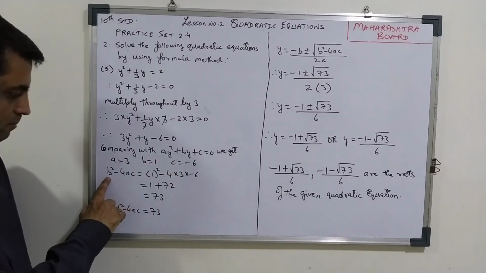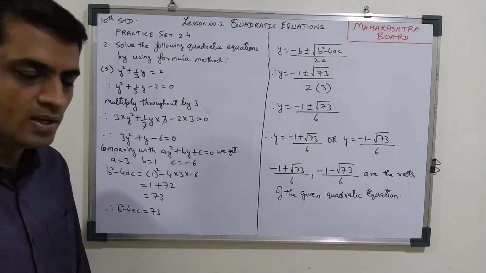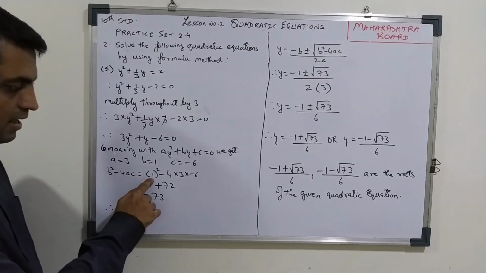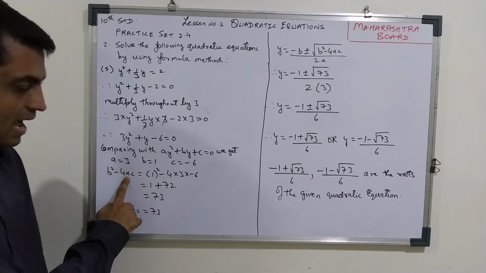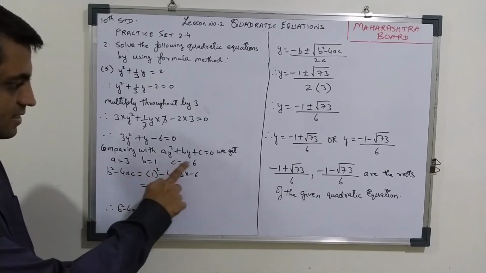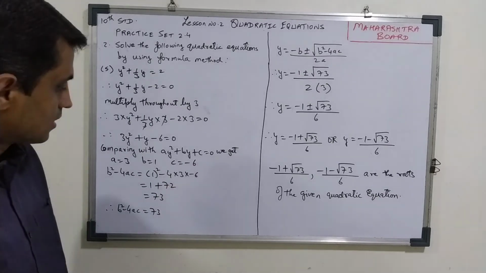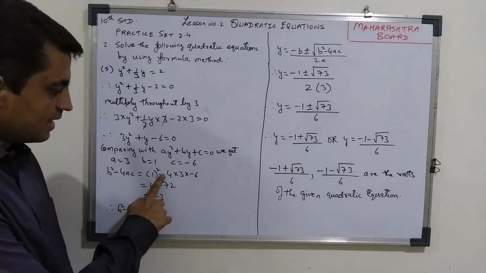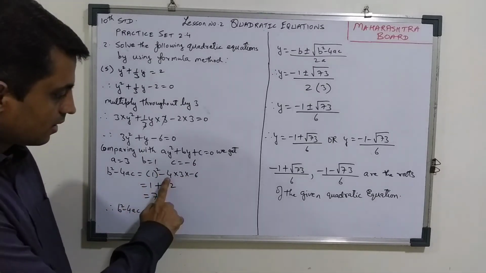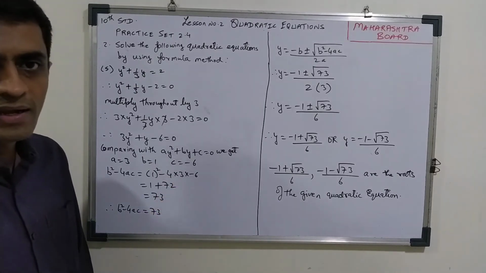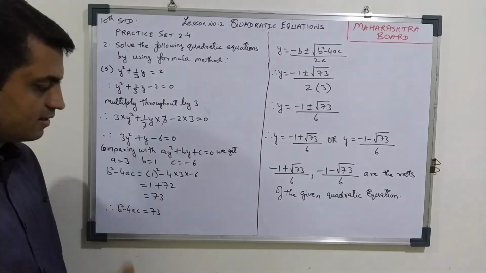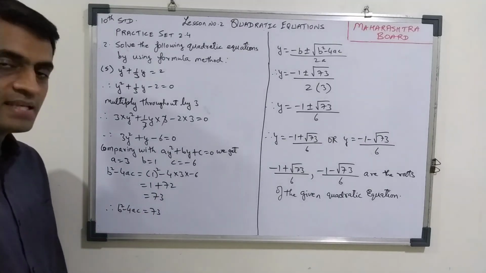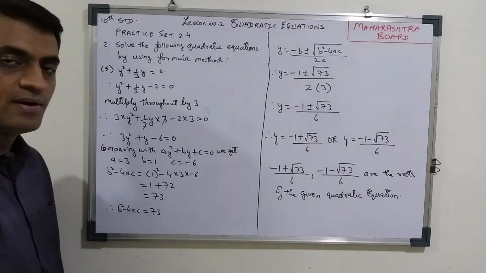After this, b square minus 4ac as usual. Instead of b we are writing 1, minus 4, what is our a value? 3. What is the c value? Minus 6. So 1 square is 1. Minus into minus is plus. 4 3s are 12, and 12 6s are 72. So we got 1 plus 72 is 73. So we got b square minus 4ac is equal to 73.